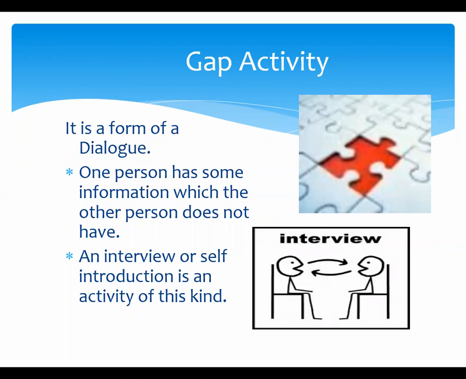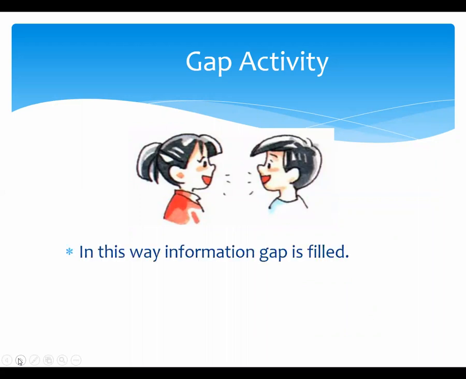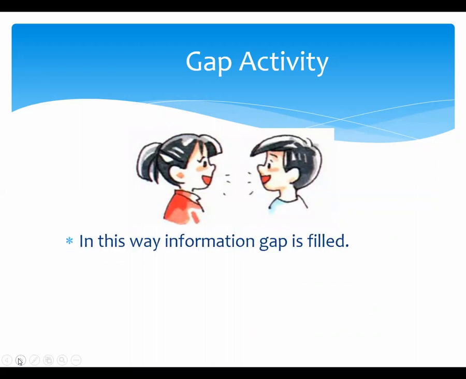The way that the interviewer is asking the questions from the interviewee, and the interviewee will respond according to it in order to fulfill their requirement of information. Okay. Then the next type is gap activity. We have already discussed it, so it is continued here. In this way, information gap is filled.